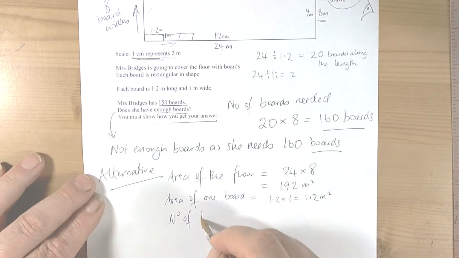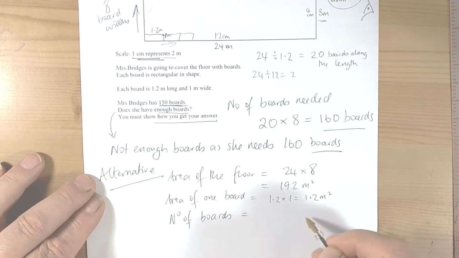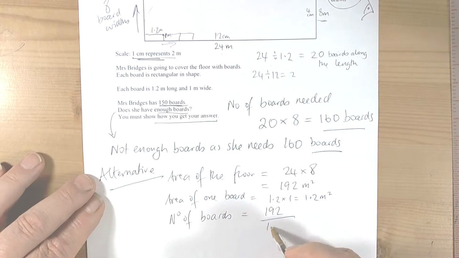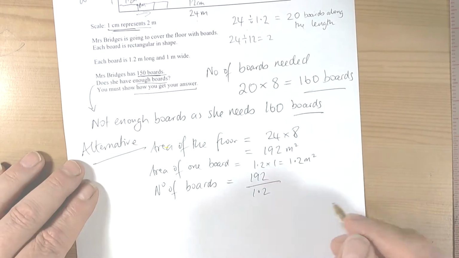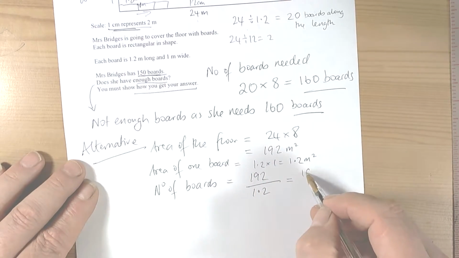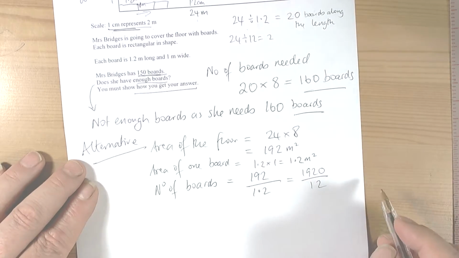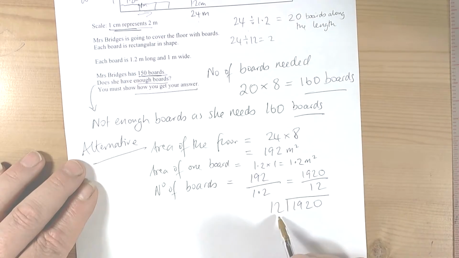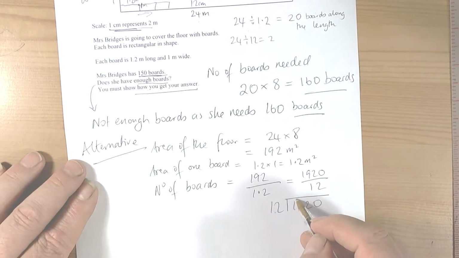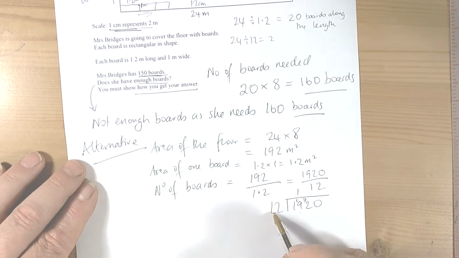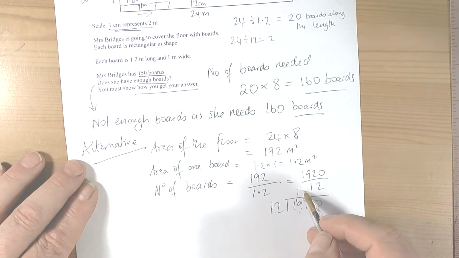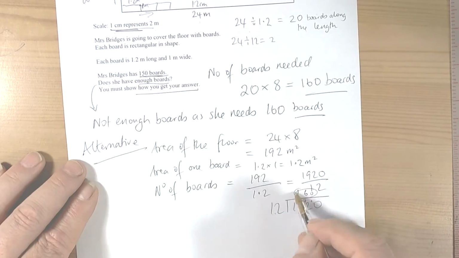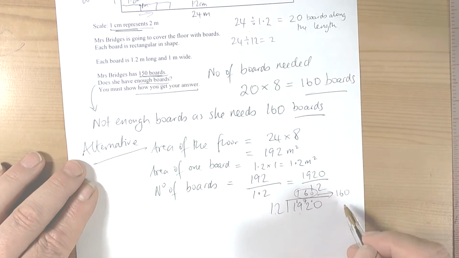Therefore, the number of boards would equal 192 divided by 1.2. Well, that's the same as saying 1920 divided by 12. So we'd get our long division method sorted. 12s into 1 doesn't go, so we push the 1 over. 12s into 19 is 1, remainder 7. 12s into 72 is 6, 6 12s is 72, no remainder. 12s into 0 is 0. So we'd have ended up with 160 boards, this method as well.